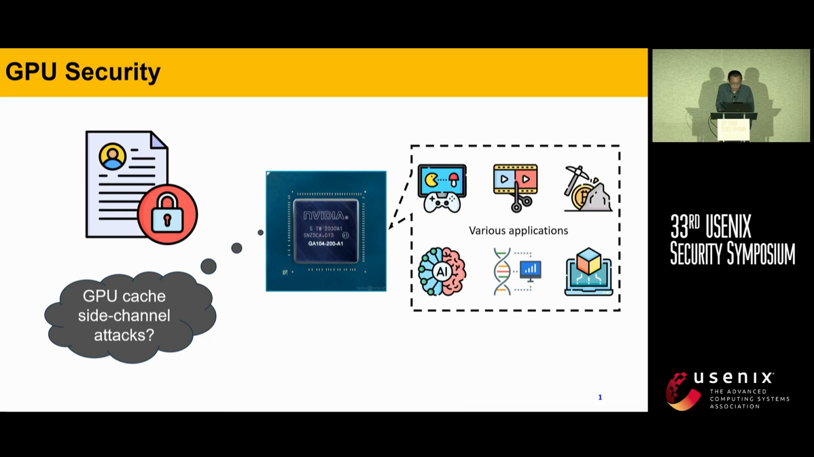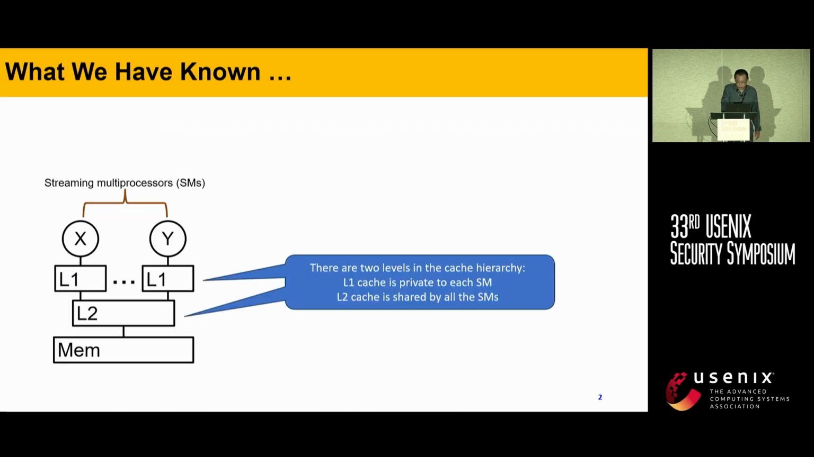However, we believe that more attention should be paid to this research because many tasks running on a GPU actually involve sensitive information. Here, we study cache side-channel attacks on NVIDIA GPUs. Certainly, to this end, a level of understanding of their cache properties is necessary. Let's first take a look at what properties we have known for sure.